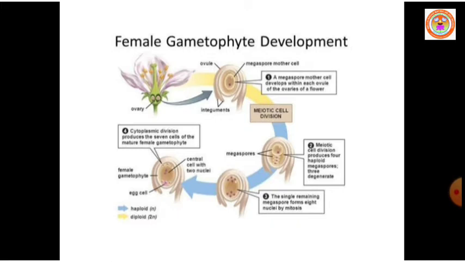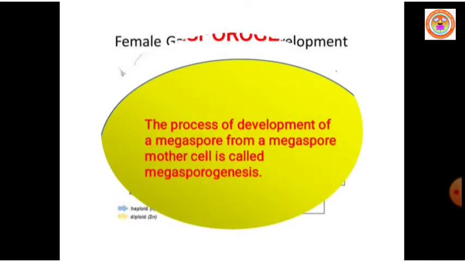In this session we are continuing chapter 1, asexual and sexual reproduction in plants, in which megasporogenesis. In the previous class we discussed types of ovules. The continuation of types of ovule, the next is megasporogenesis.